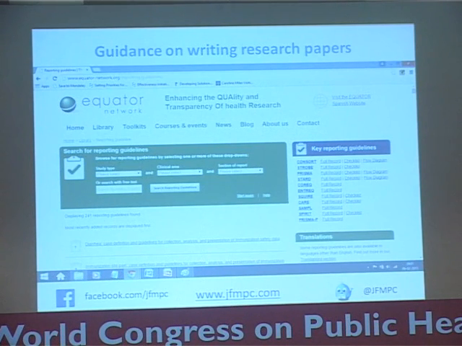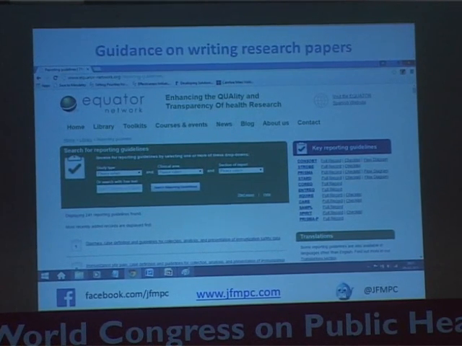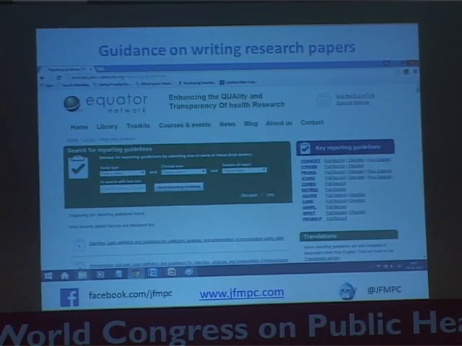Guidance for writing research papers. At our journal we try to enforce the various reporting guidelines that are there. Of course we have not been able to do it fully, but with authors being more and more informed, we hope we will be able to. This is a very good resource, equator-network.org/reporting-guidelines. If you put in a study type, clinical area and section of report, you get the guidelines there.